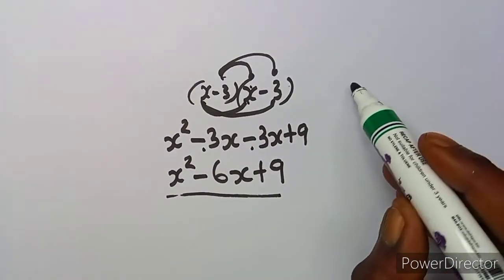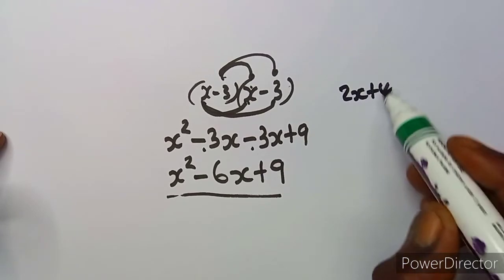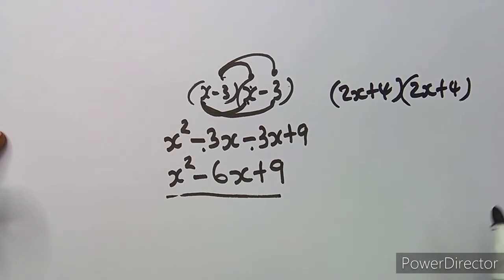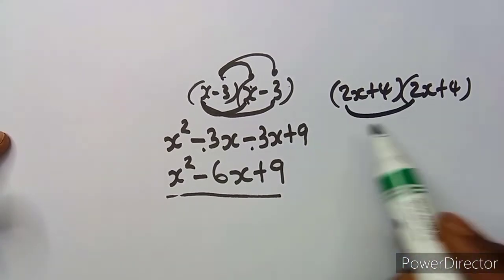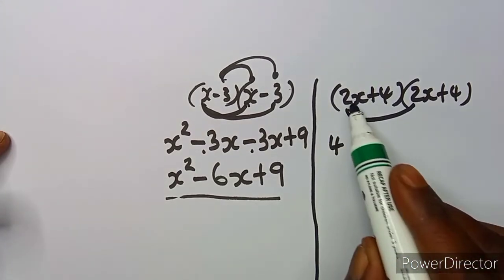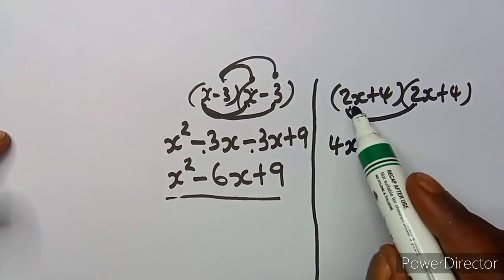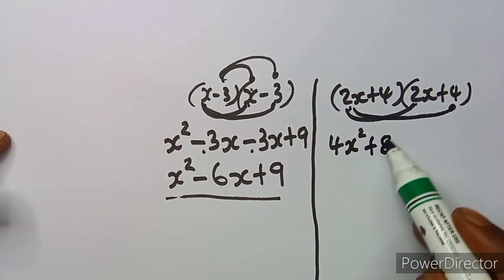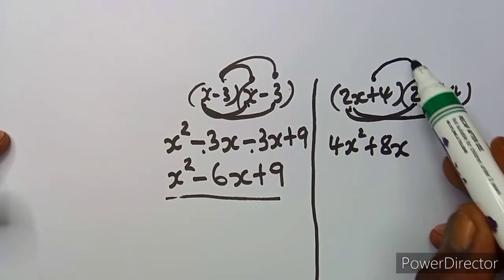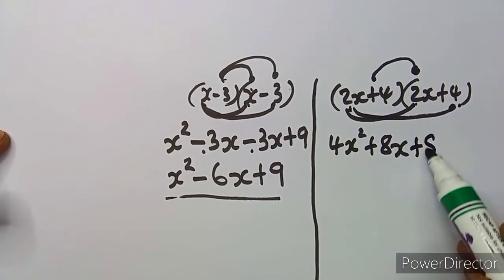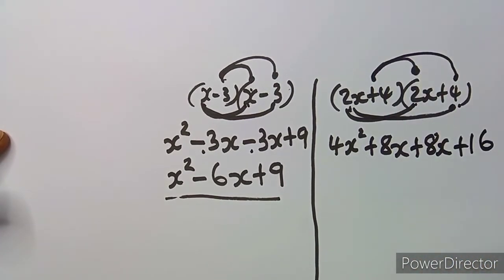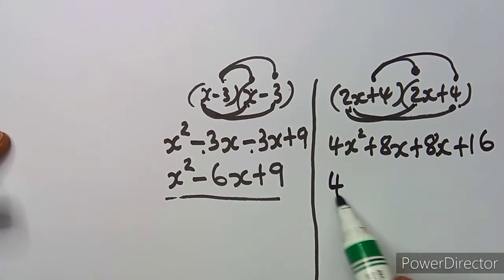All right, so now what do we have? 2x plus 4 into 2x plus 4. These are the two brackets. All right, so let's expand 2x and 2x, that's 4x squared. 2 and 4, that's 8x. You're done with 2x. You move on to 4 plus 4 and 2. So it's going to be 4 and 2, that's 8x. 4 and 4, which is 16. That's how you expand. Okay, then you collect like terms.